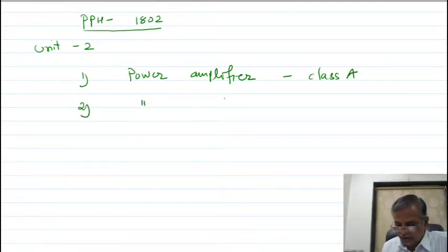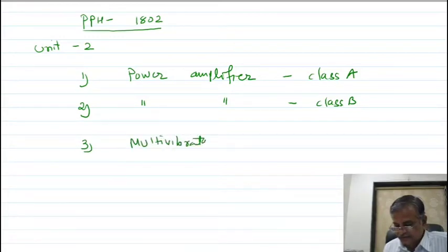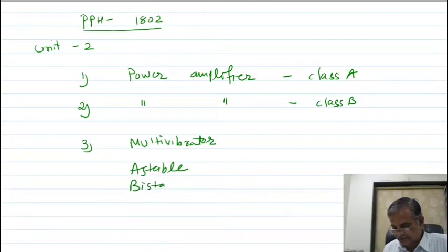Second is the class B power amplifier. Third, I will discuss the multivibrator. In the multivibrator, I will discuss the astable multivibrator, the bistable multivibrator, and the monostable multivibrator.